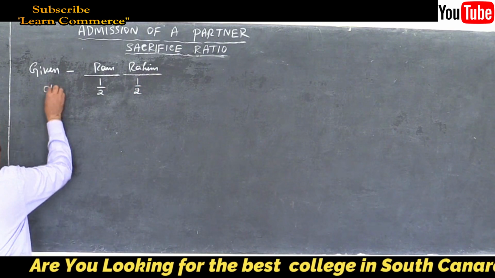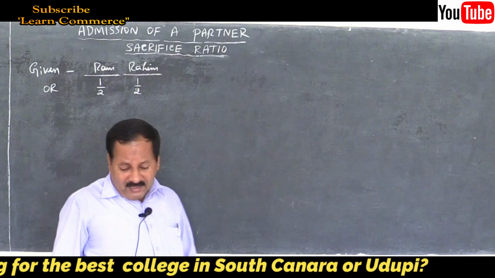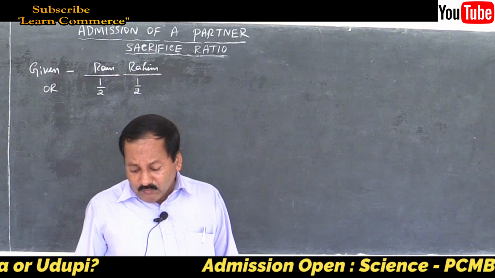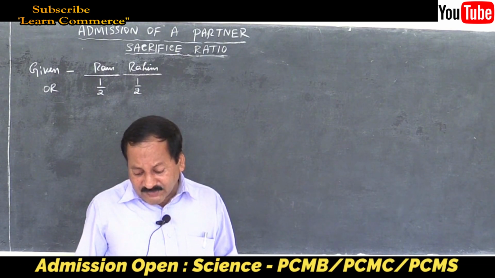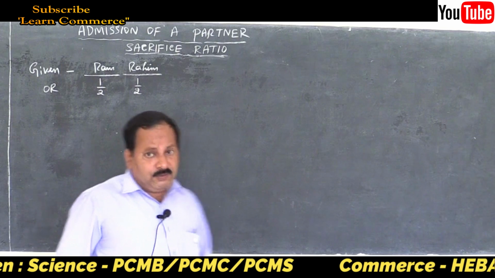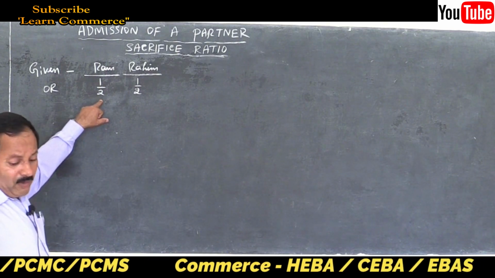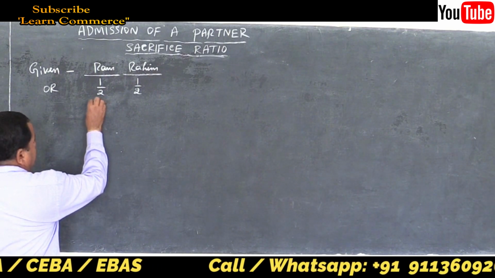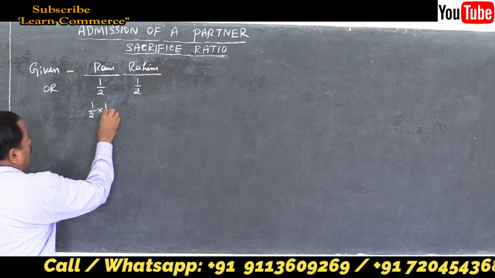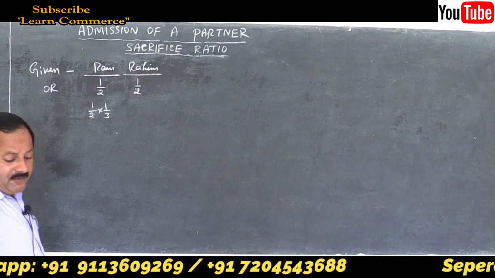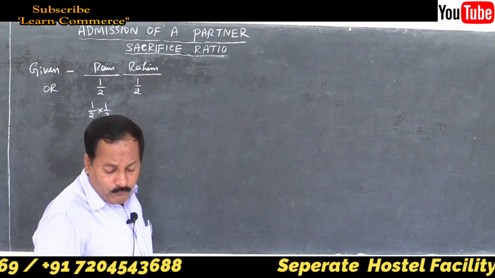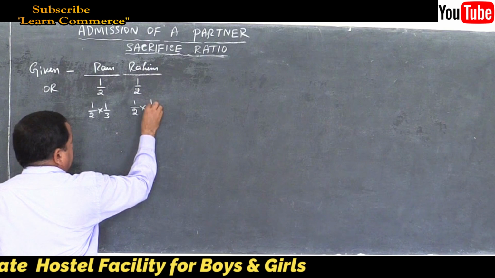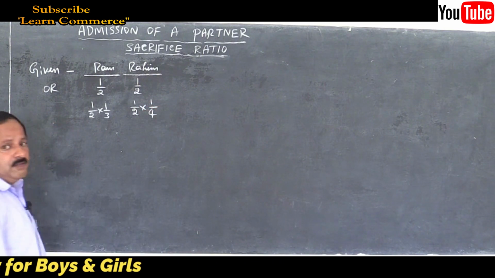That is the old ratio. Now, what did they tell further? They admit Charlene into the partnership. Ram agrees to surrender 1/3 of his share and Rahim agrees to surrender 1/4 of his share. So Ram agrees to surrender 1/3 of his share. 1/3 of his share means Ram's share into 1/3. And Rahim agrees to surrender 1/4 of his share. That means Rahim's share into 1/4 of his share. That's all, very simple.